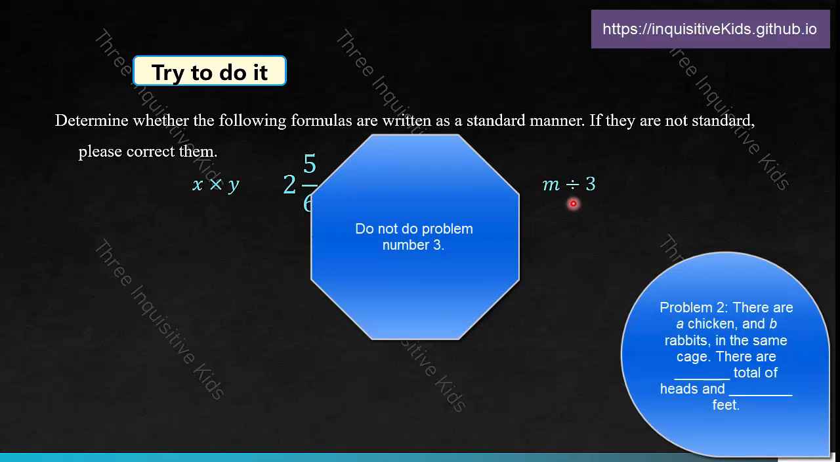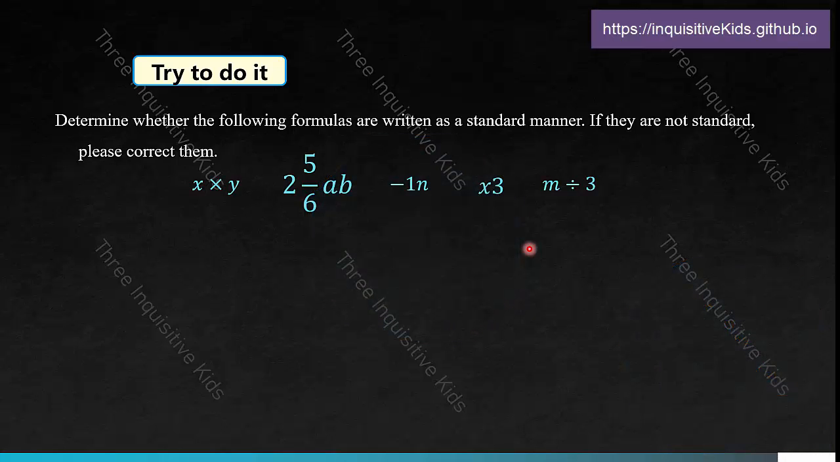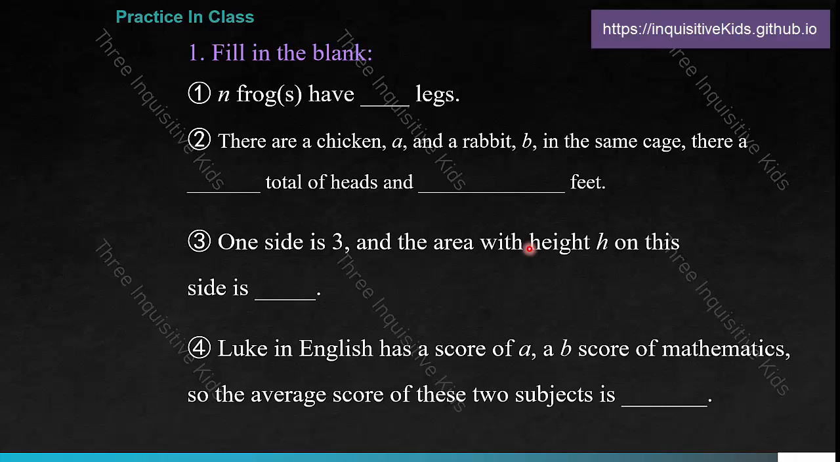And then the last one, m divided by 3. Not really standard, not really how we usually do it. It's usually written in fraction form, which is going to be m over 3. So this could be xy, 17/6 AB, negative n, 3x, and m thirds, or m over 3.